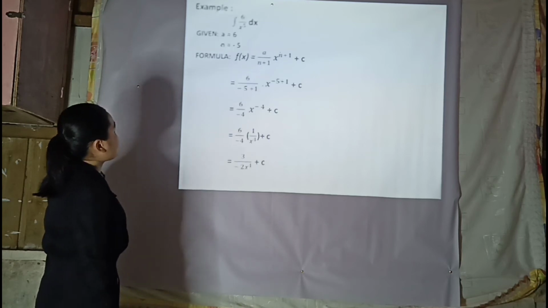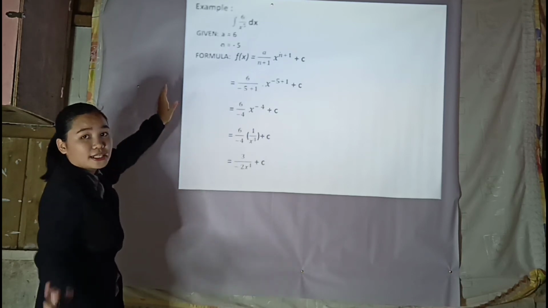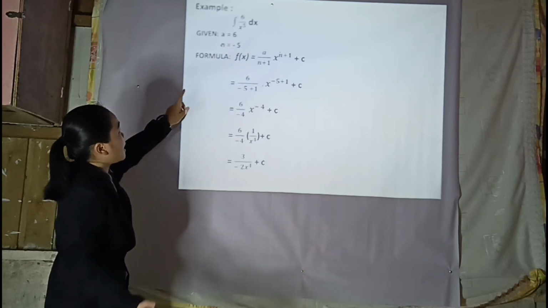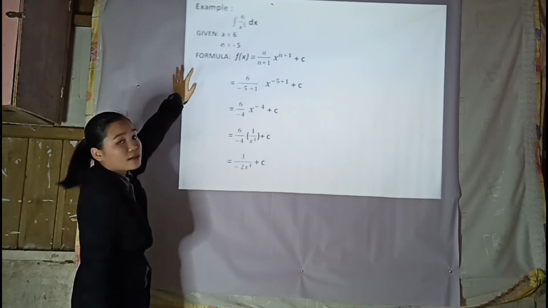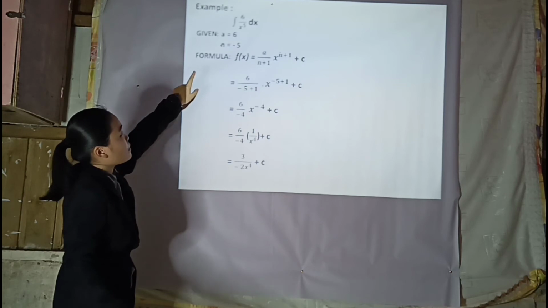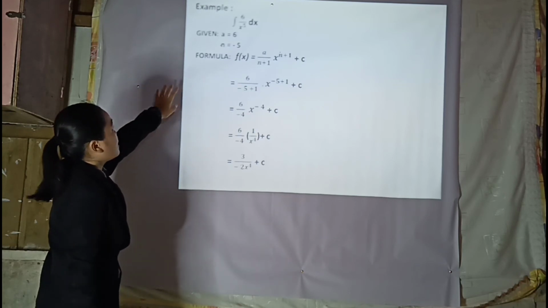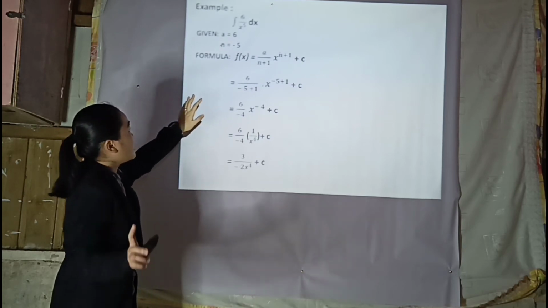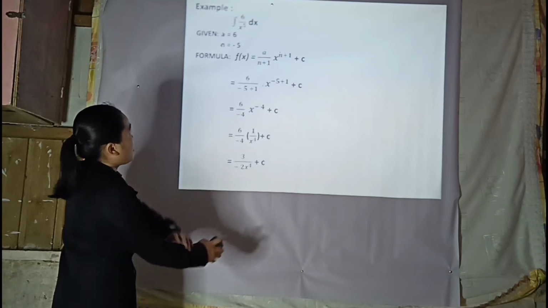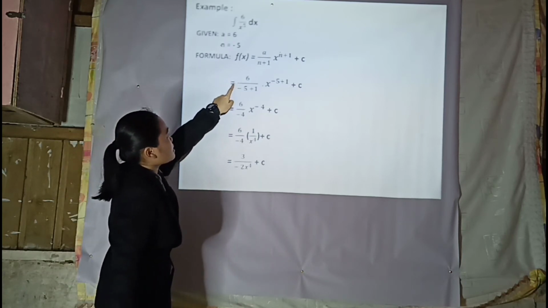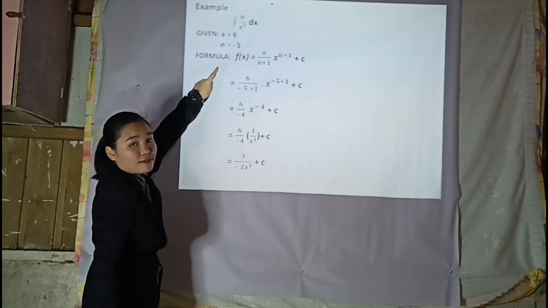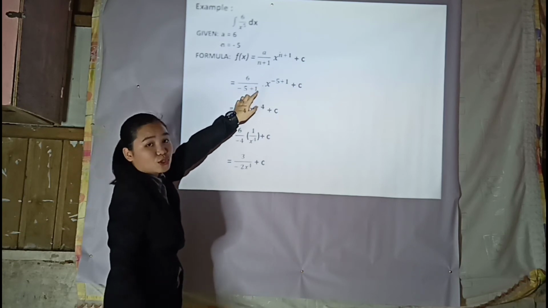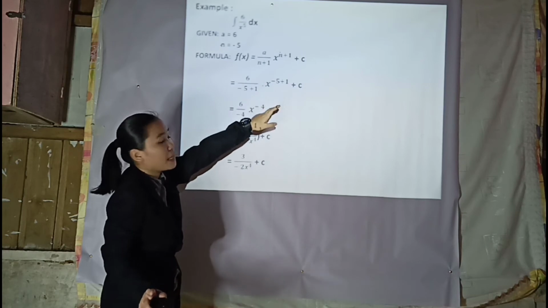Okay, so let's proceed. Another example. The integral of 6 over x raised to the power of 5 dx. Our given here is 6. Our a is 6, and the value of our n is -5. So, we will copy the formula and substitute the value of a and n to the formula. Since our a here is 6, so 6 over -5, which is the value of our n, plus 1, times x raised to the power of -5 plus 1 plus c.